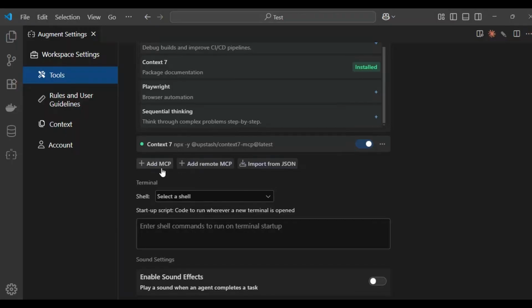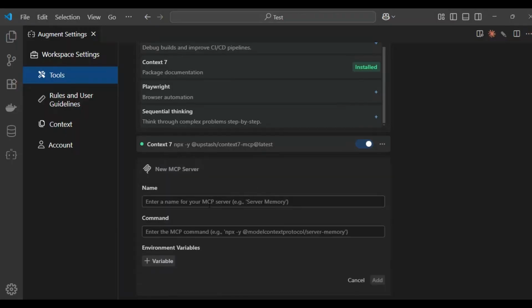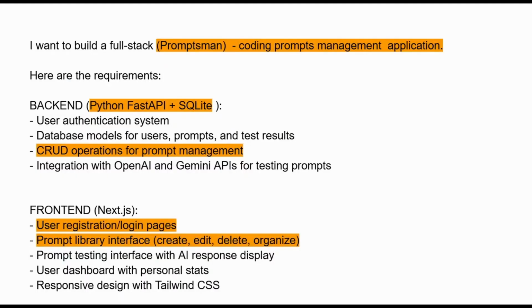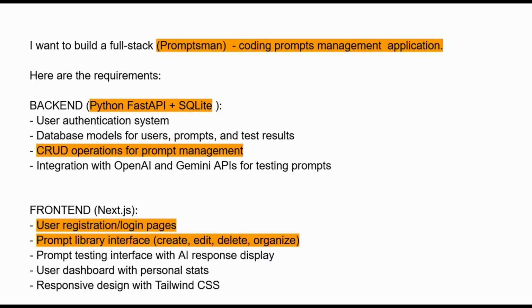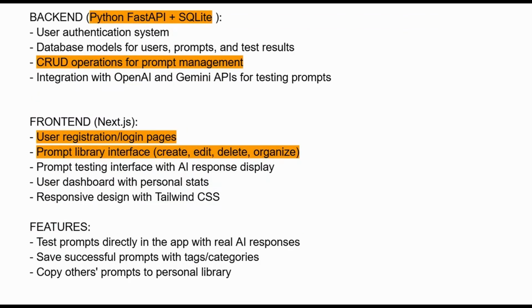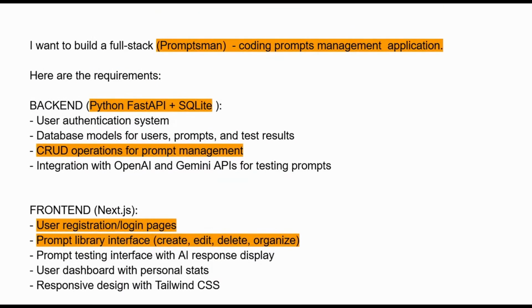Now let's get our hands dirty by working on a real-world project to see what is possible with Augment Code's powerful context engine. My goal is to test it to the limit. As usual, I've created this prompt that we will use for our test project. This is a full-stack app that will test the power of Augment Code to the limit.